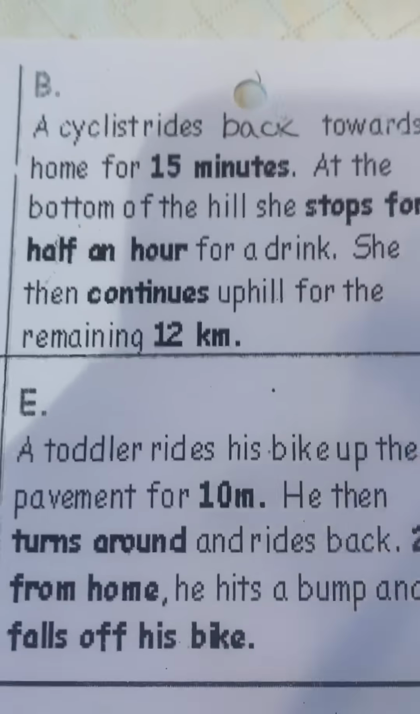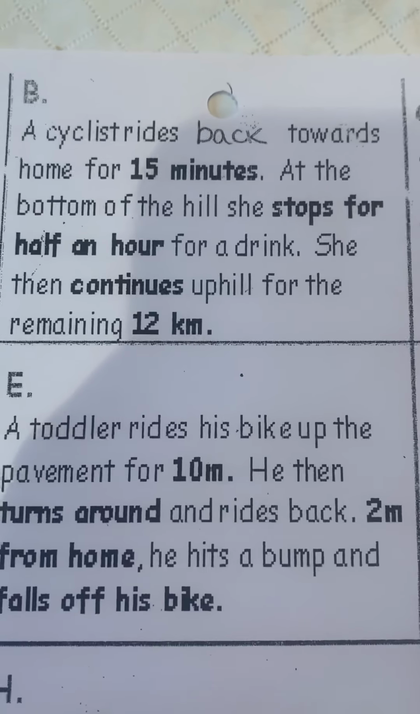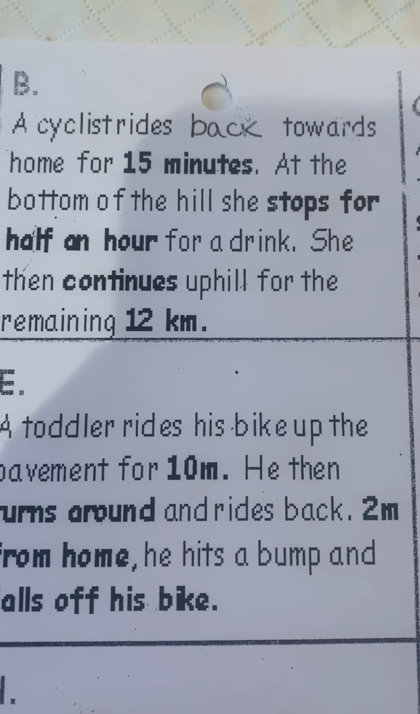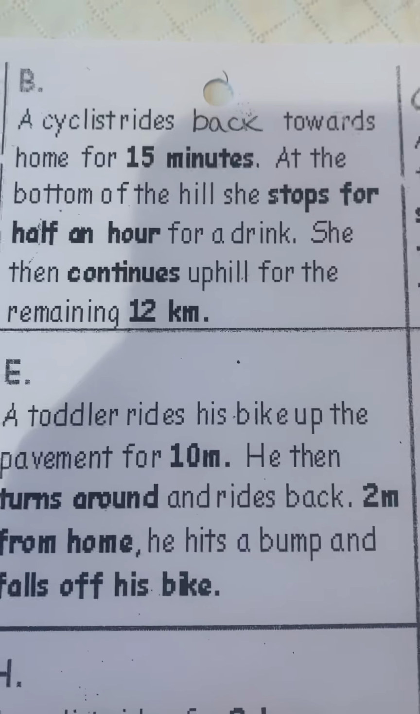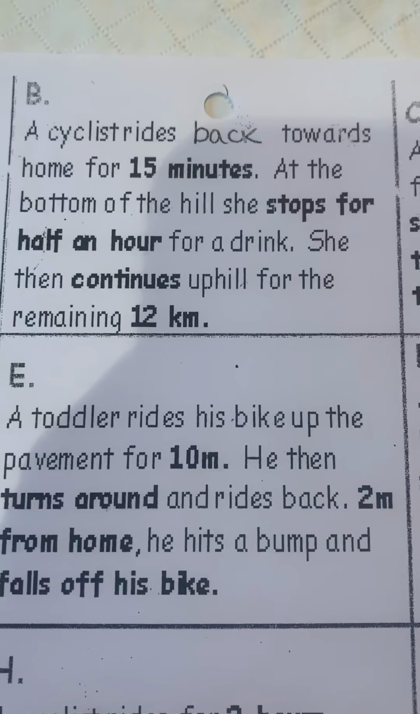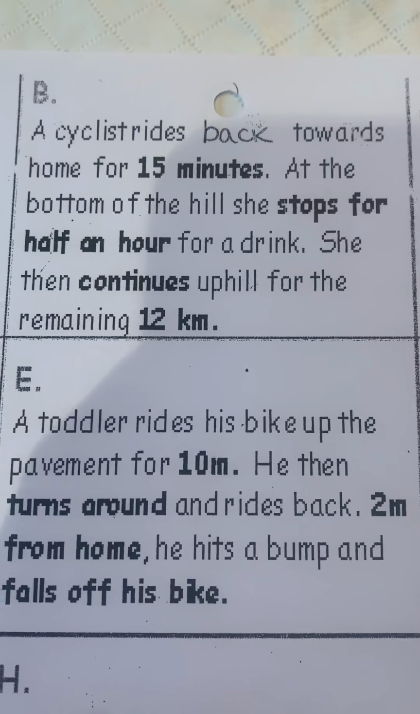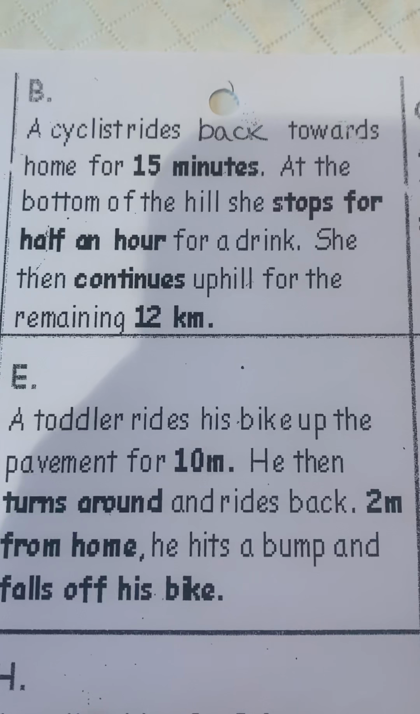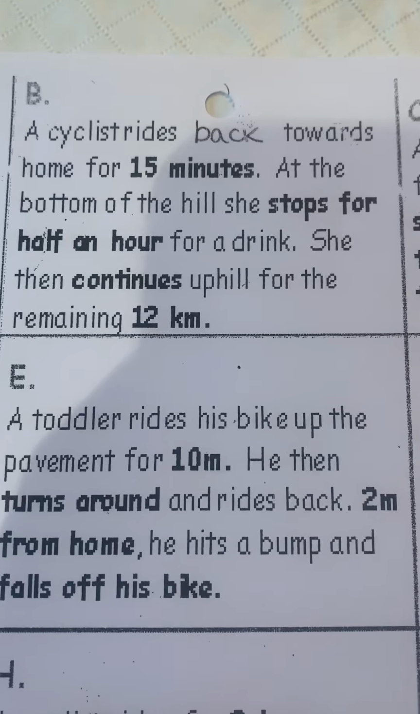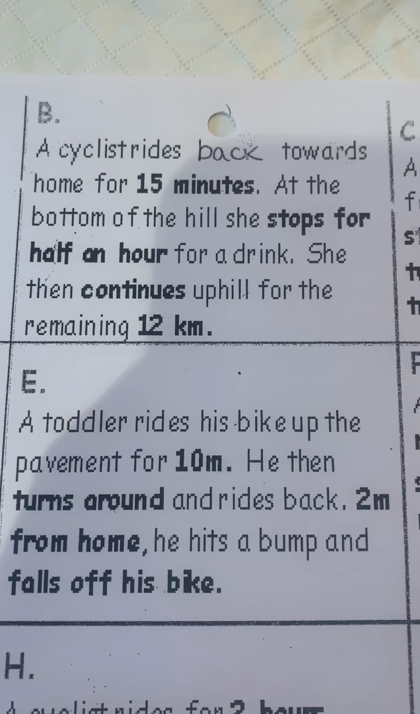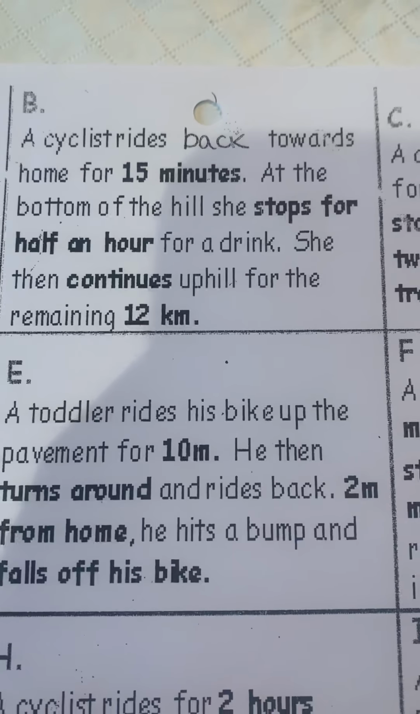All right, so B. A cyclist rides back toward home for 15 minutes. So now if we're going back toward home, we're going down. At the bottom of the hill, she stops for half an hour for a drink. She continues uphill for the remaining 12 kilometers. So the back is a key word.